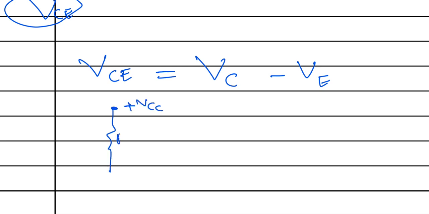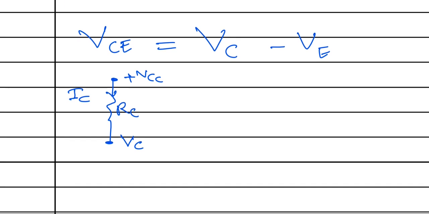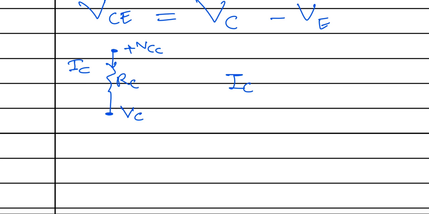So your VCE is nothing but, second task, VCE. So VCE is nothing but VC minus VE. VAB we can always write as VA minus VB. Now, अगर आप डायग्राम को थोड़ा याद रखेंगे तो यहाँ पे आपका प्लस VCC है, यहाँ पे आपका कलेक्टर रेजिस्टेंस है और यहाँ पे आपका कलेक्टर वोल्टेज है, and current is IC. So by Ohm's law, what is the current? Voltage minus voltage, that means VCC minus VC divided by resistance.